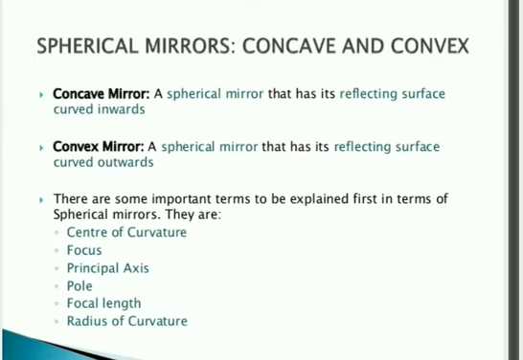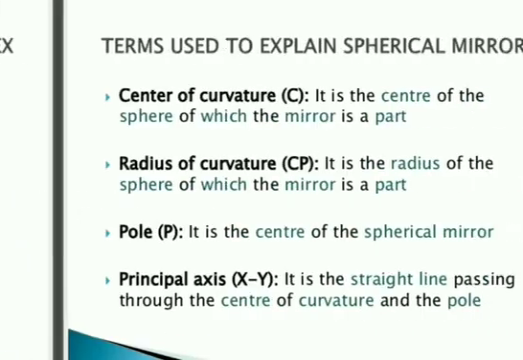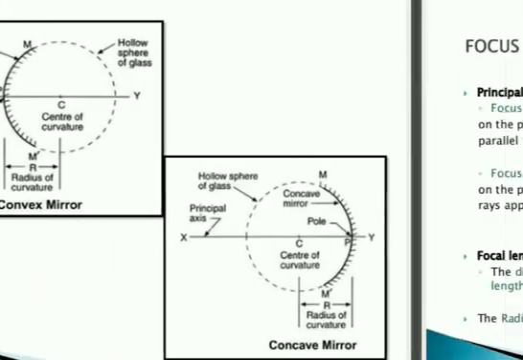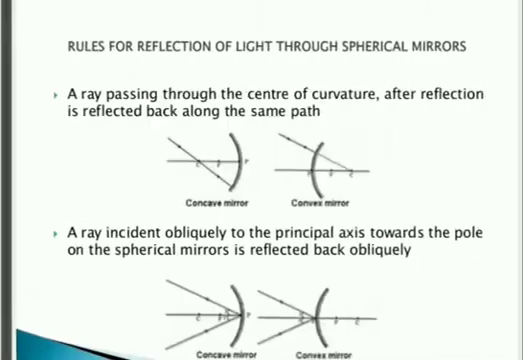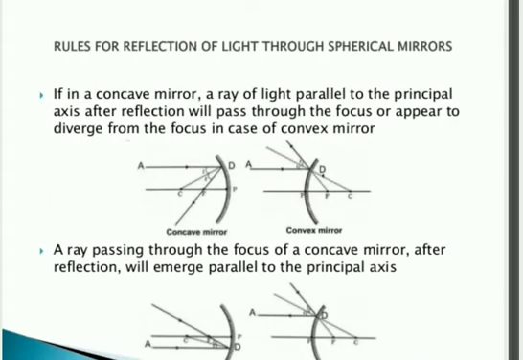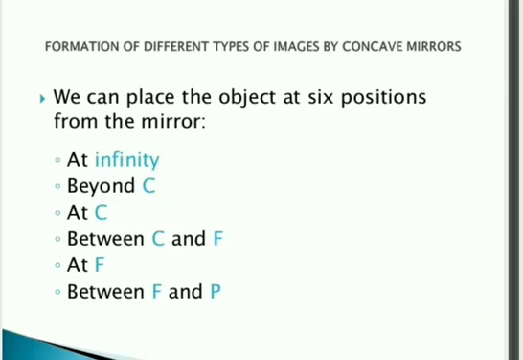There are two types of mirror. One is concave, another one is convex. And the terms related to spherical mirrors also we have done. And we have discussed how the rules of reflection of light through spherical mirrors are followed. So I think today you are ready to draw the diagrams related to concave mirror.